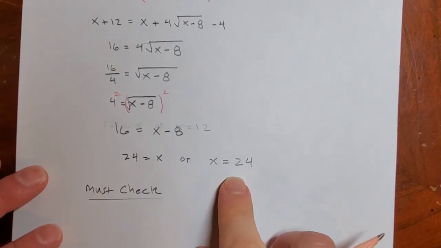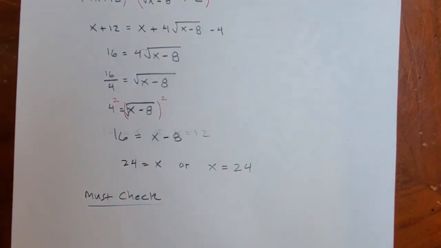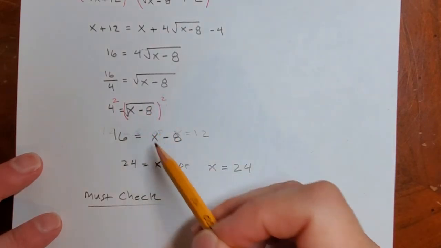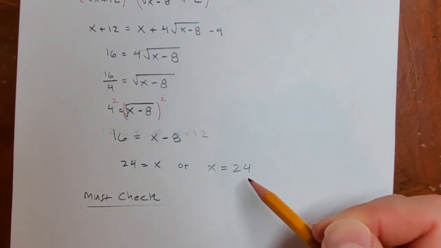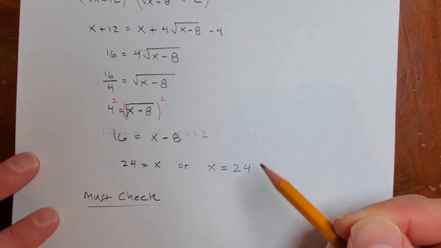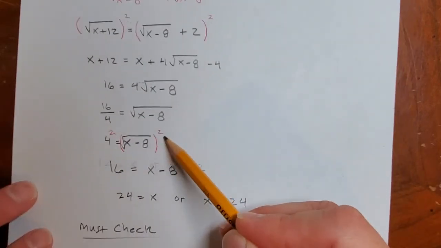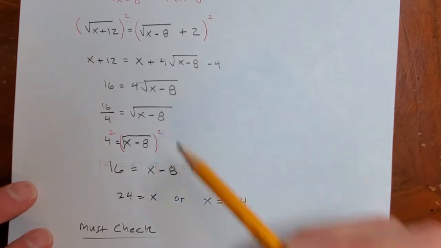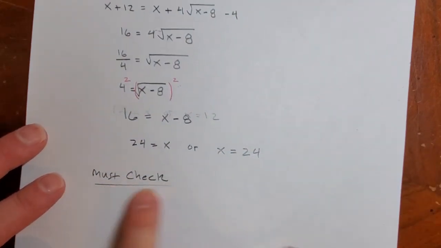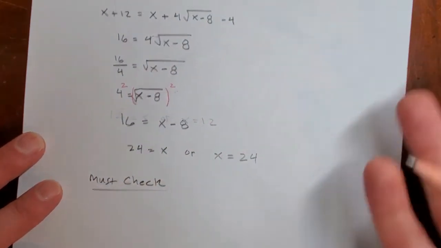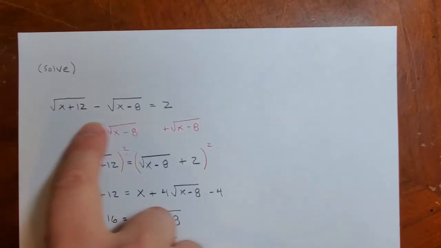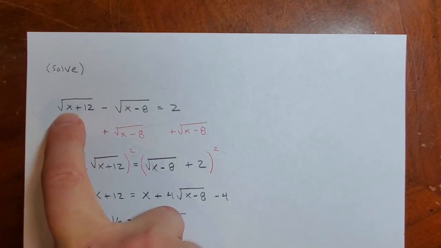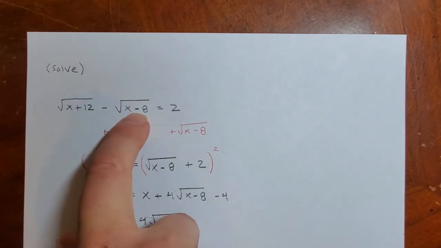In other words, 24, even if I did everything right, might not actually work. That's just the nature of the problem when you square both sides of the equation, whether you do it once or twice. So must check where? Well, what were we trying to solve? We're trying to solve this one. This is the one I'm trying to answer. I'm trying to find the number that if you plug it in right there, it actually works, okay?